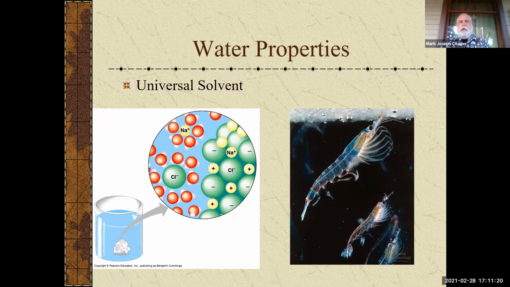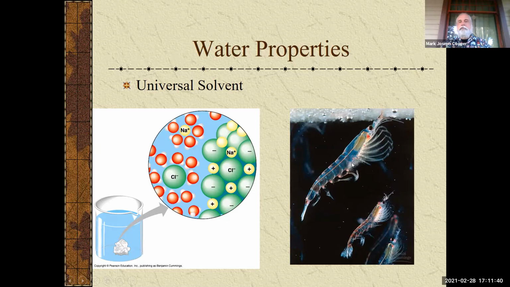So what we need to know for the universal solvent, again, is hydrogen bonds. Here is NaCl, ionic bonding. Water will allow NaCl to dissociate and come apart.